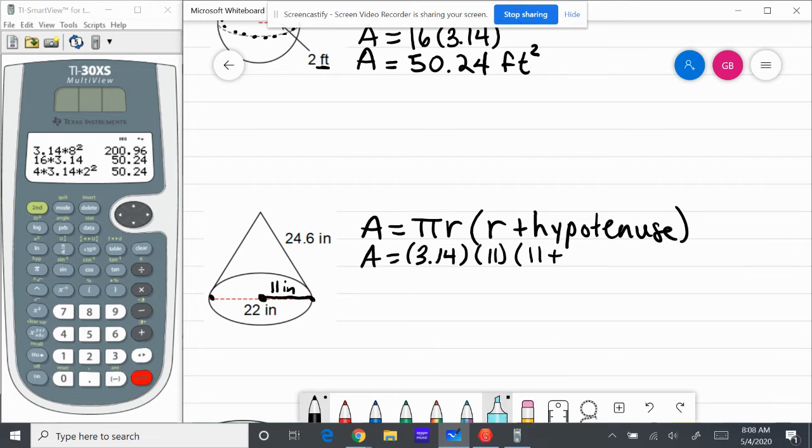Now by hypotenuse, we're talking about, so you see this cone here? If we drop a perpendicular line straight down the middle, that'll give you the height of the cone. Here's the radius. So if you connect the endpoints of the height and the radius, you get this hypotenuse here. That's basically the length of the edge of the cone. Okay, so this is the hypotenuse here, 24.6.